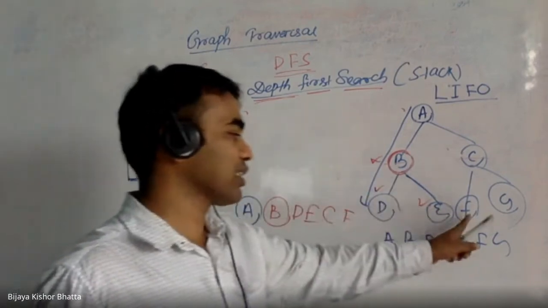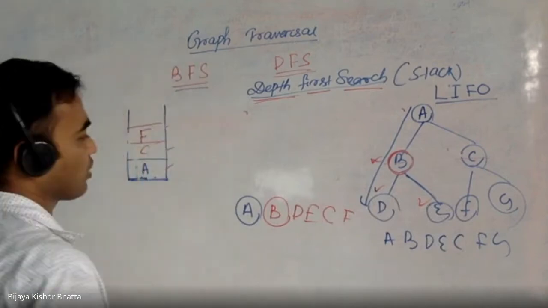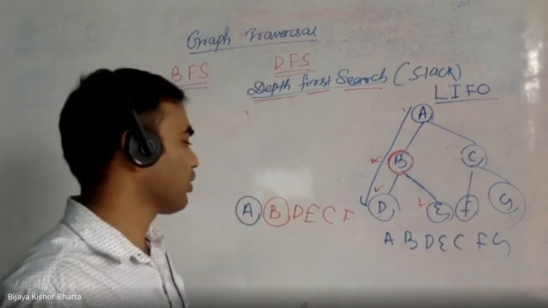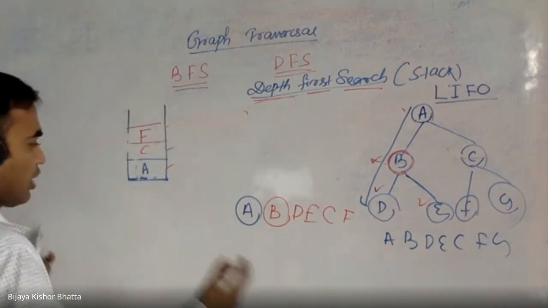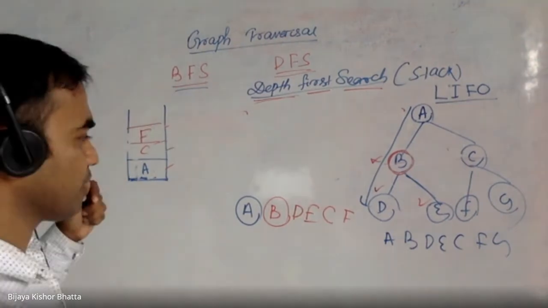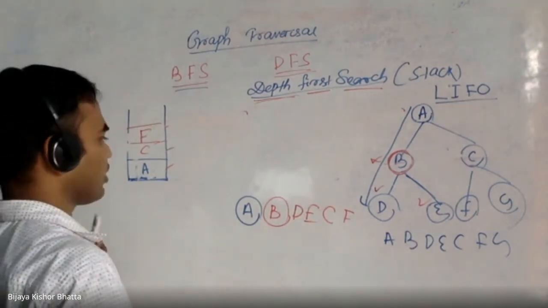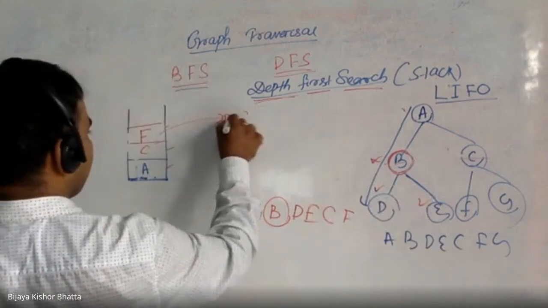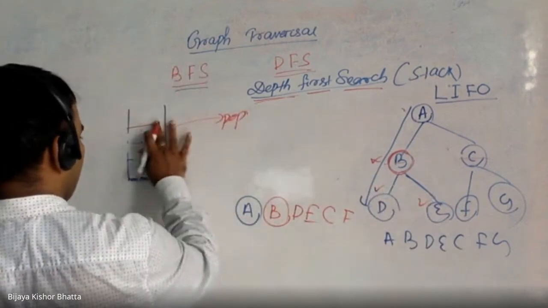Then you will again ask the same question to F, but F does not have any adjacent node because C is already done and there is no child. So you will say that F does not have any child. Now F does not have anything, so you will pop this F.